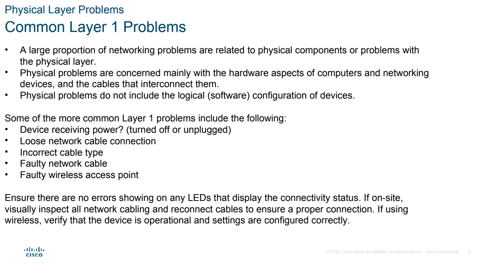So these are some of the most common layer 1 problems: device receiving power, maybe it's off, CPU is off. Or maybe the network cable is loose, or the incorrect cable is used, or a faulty cable is used, or a faulty wireless access point. So you have to ensure that they are all working, and that the LED on your network card or on the access point is showing a green light, not an error or flashing red.